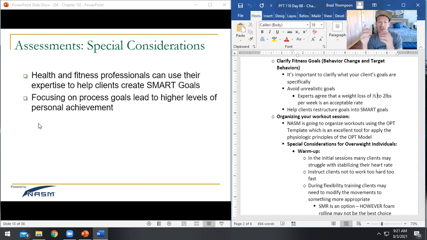So help your clients turn their goals into SMART goals, and then focus on process goals rather than just outcome goals. A lot of people are going to come to you with outcome goals. I like outcome goals, they're fine. I'm not anti-outcome goals. But a lot of people will say, I want to lose 20 pounds. That's an outcome. And then we will often want to get them to also develop some process goals so they can get excited and take ownership of the fact that they're making healthy lifestyle changes.